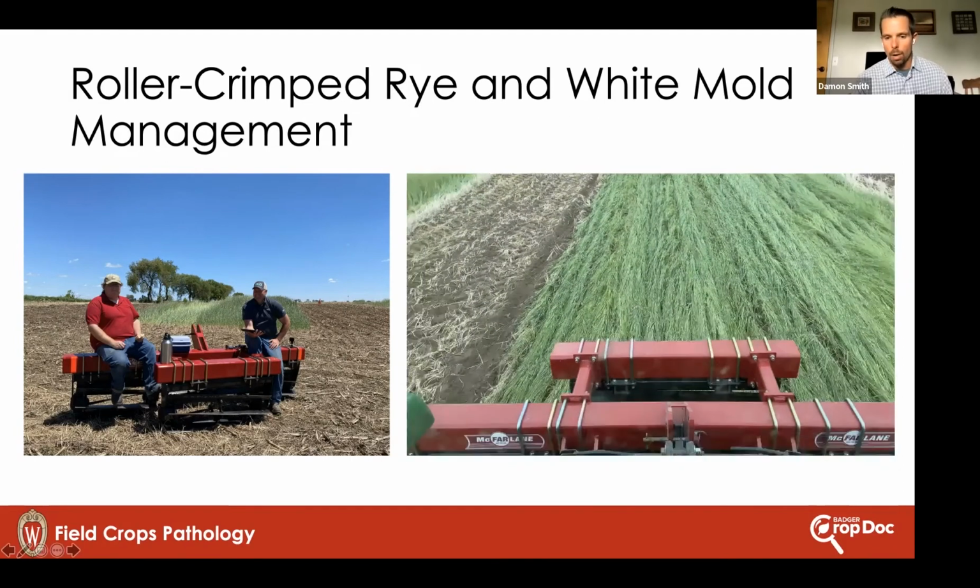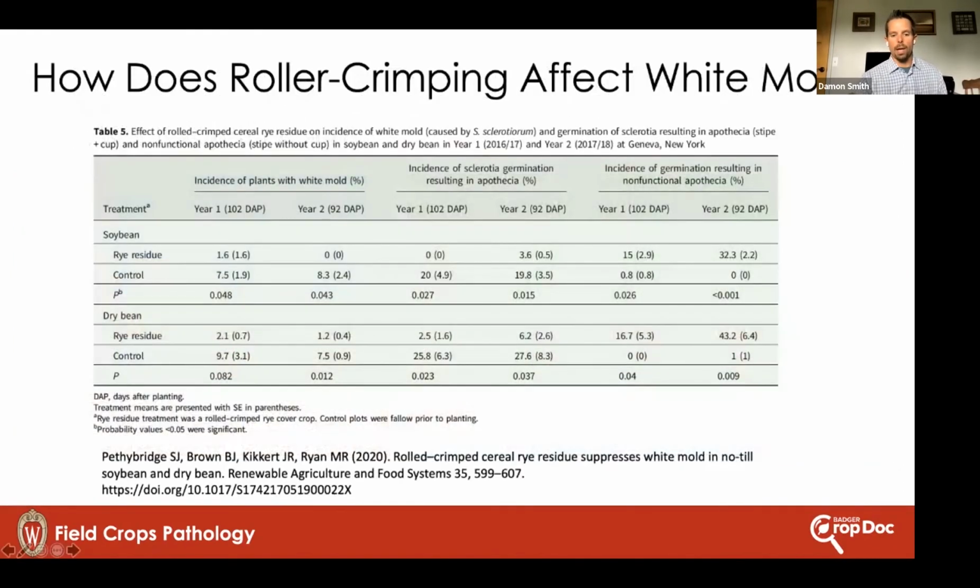And so there's been some really nice work. Sarah Pethiebridge at Cornell did a nice study where they actually looked at rye residue and the effect that it has not only on the incidence of white mold, but also the development of the mushroom. And I just want to bring your attention over here to the far right, where they looked at soybeans, where they had the rye residue and no rye residue basically.